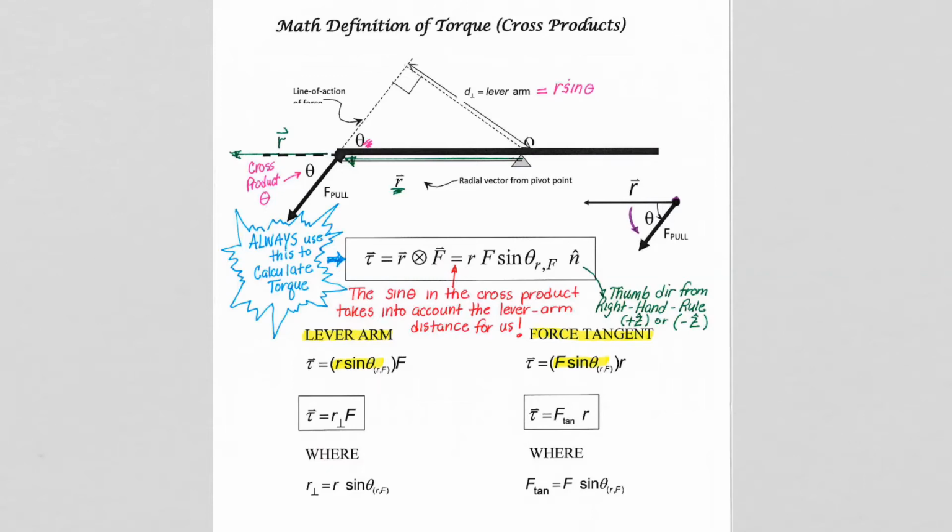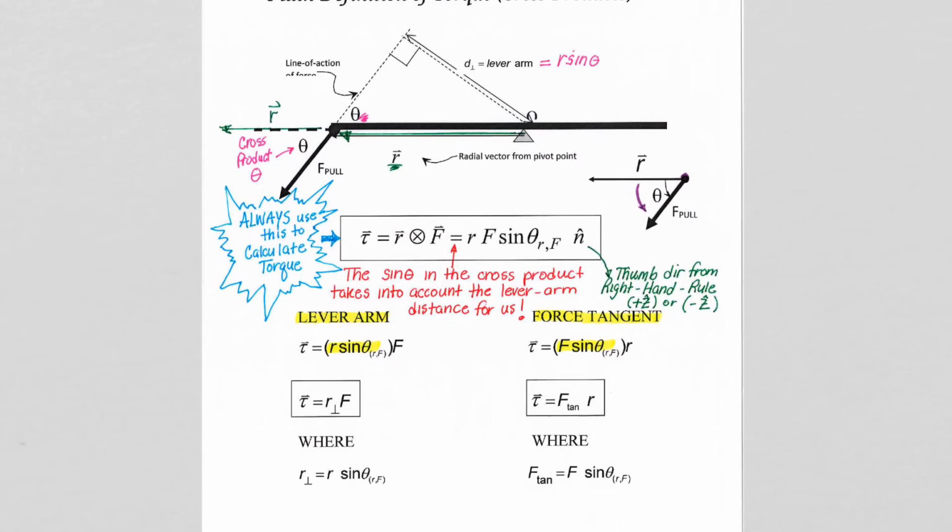In this lesson, we get our mathematical definition of torque. We get our mathematical structure to calculate torque and answer our homework questions with. So we're going to see that cross product. Torque given by the mathematical equation R cross F does it all for us, right? So we don't have to worry about sorting out lever arm distance, force tangent.